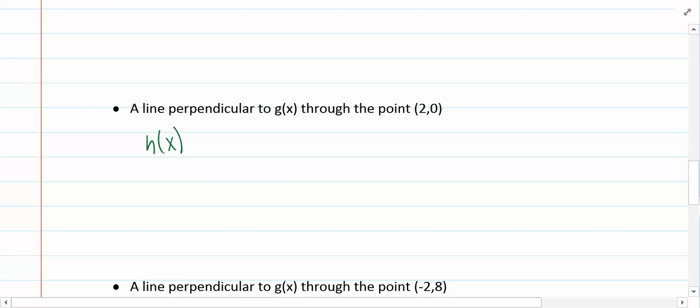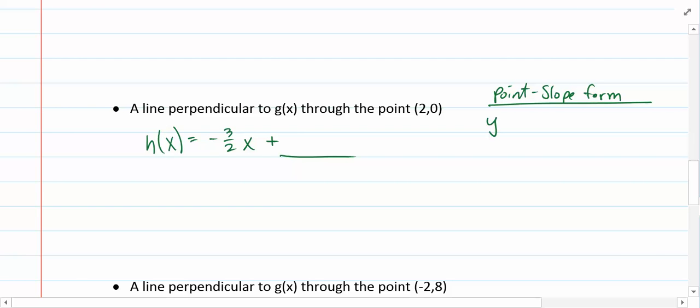I'm going to use the equation h of x, and I know that the slope has to be -3/2, again, because that's perpendicular to the original. So my slope is -3/2. What I don't know is what the intercept is just yet, so what I'm going to do is use the point slope formula again, because I know what the slope is, I know what a point on that line is going to be, so I can use this formula. Y minus y1 equals m times x minus x sub 1.